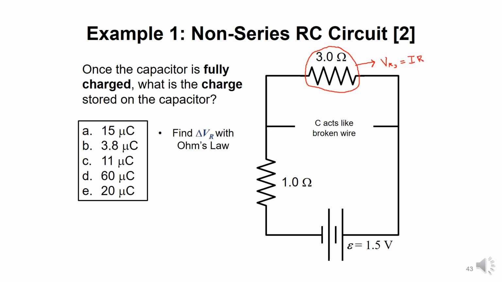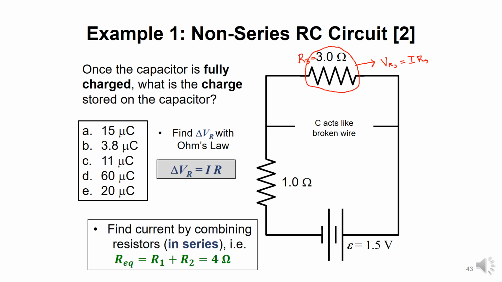Okay, so V_R3 is equal to current I times R3. We know what R3 is. R3 is 3 ohms. So how do you find the current? To find the current, you have to look at the entire circuit. All right, so you find the equivalent resistance here. Let's do it on the slide again.